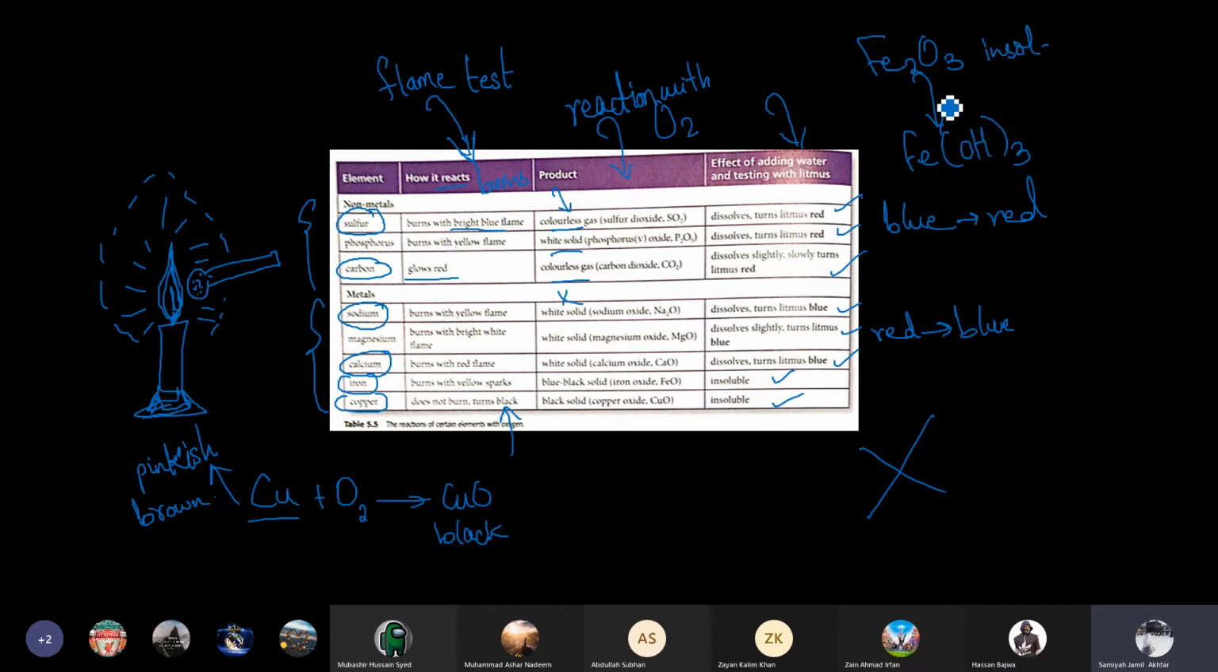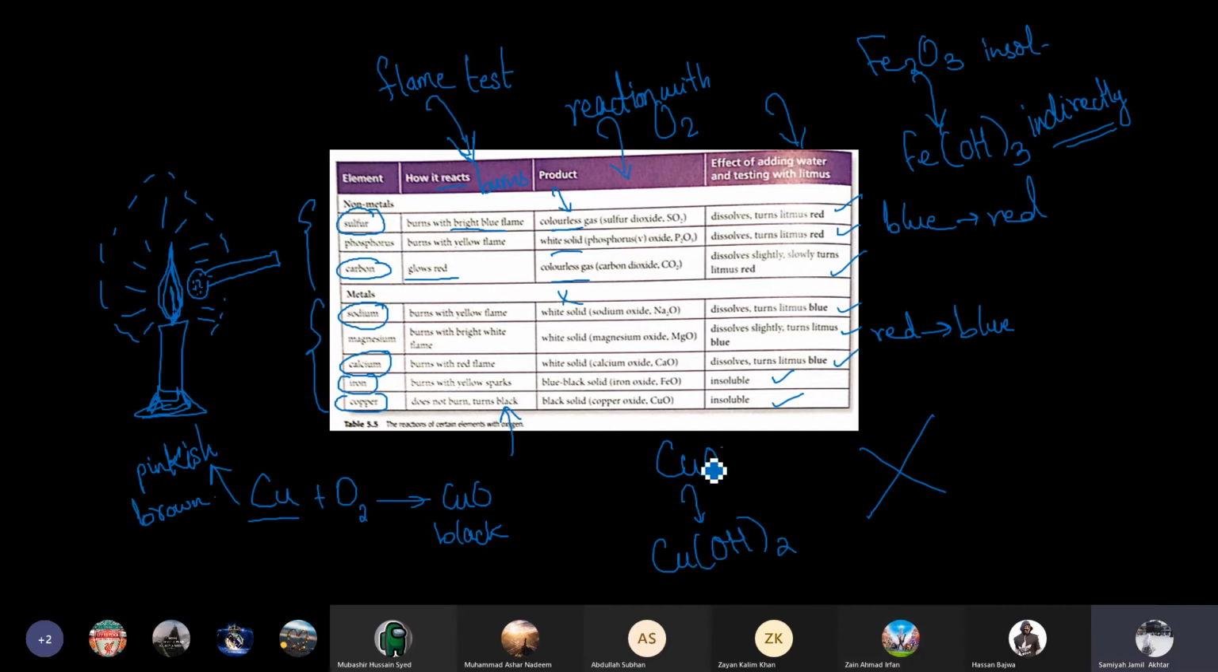We can prepare its hydroxide not by directly dissolving in water, but indirectly from any other reaction or any other method. We have the alkali of iron also, iron hydroxide, but we will prepare it indirectly. It cannot be prepared by directly dissolving in water because it's insoluble. Are you getting it? Yes, ma'am.